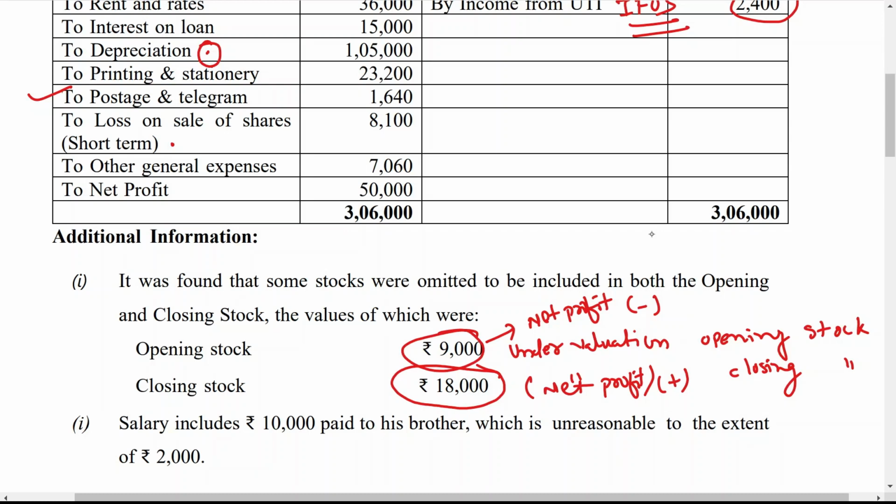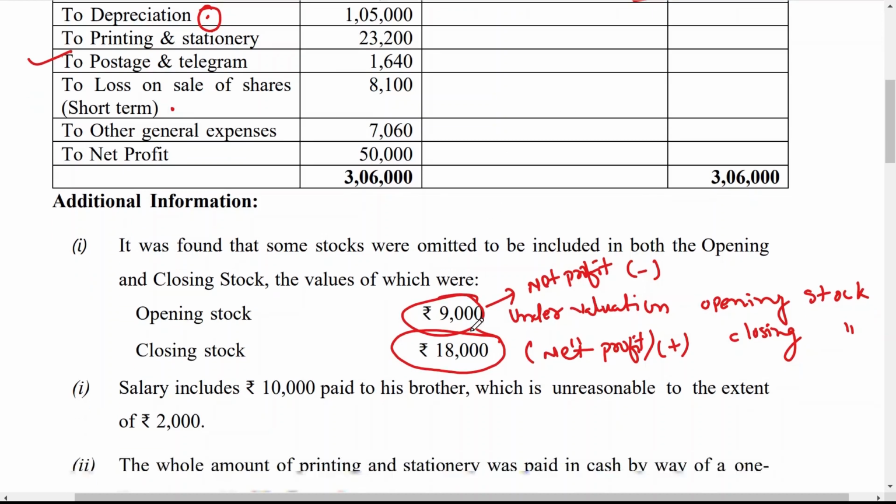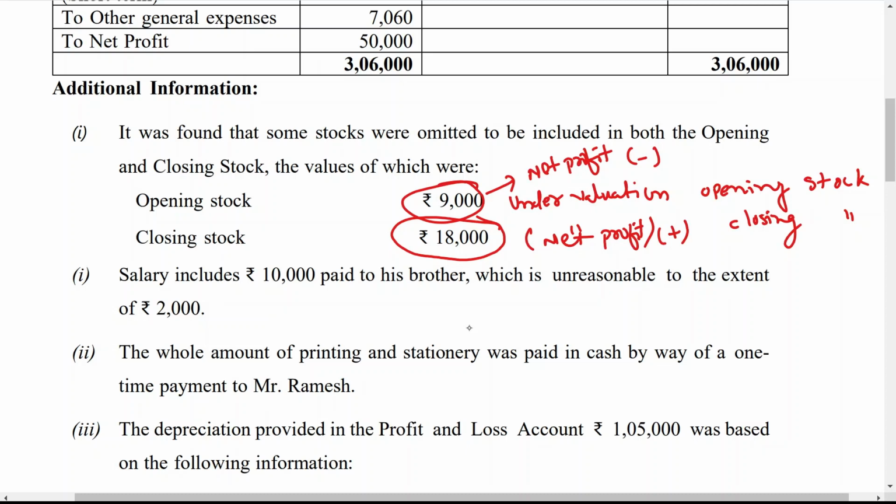Now salary includes 10,000 paid to his brother, which is unreasonable to the extent of rupees 2,000. That means here Section 40A(2) is applicable: unreasonable and excessive payment made to a relative. And a brother is a relative. A brother comes under the definition of relative.